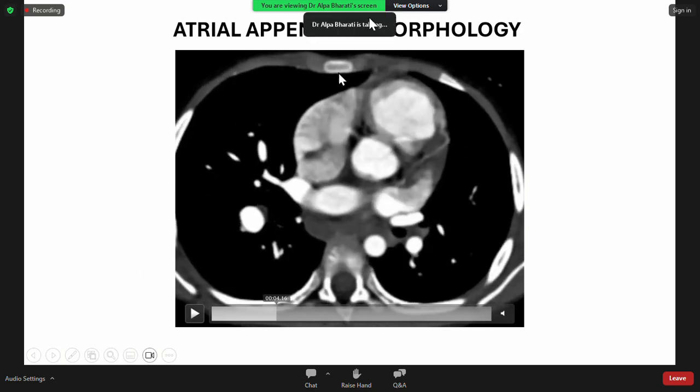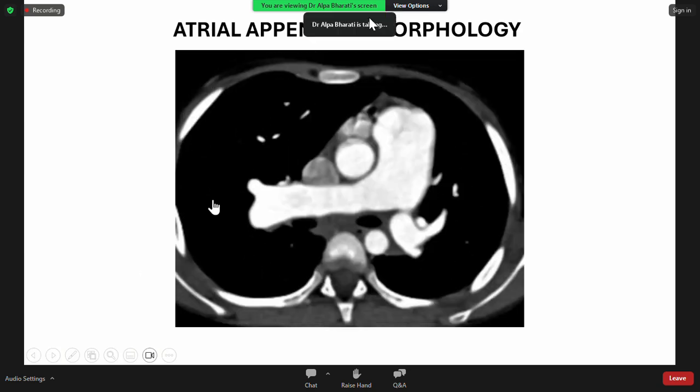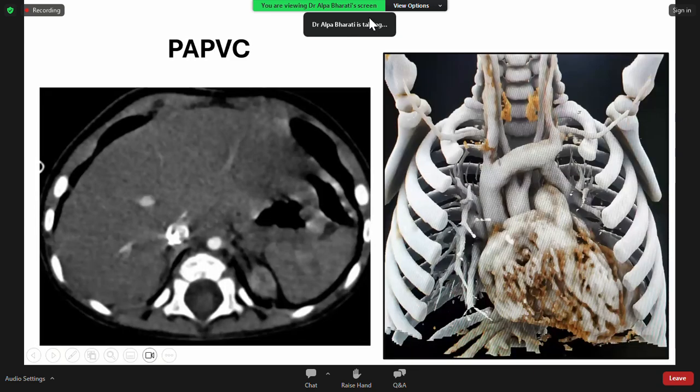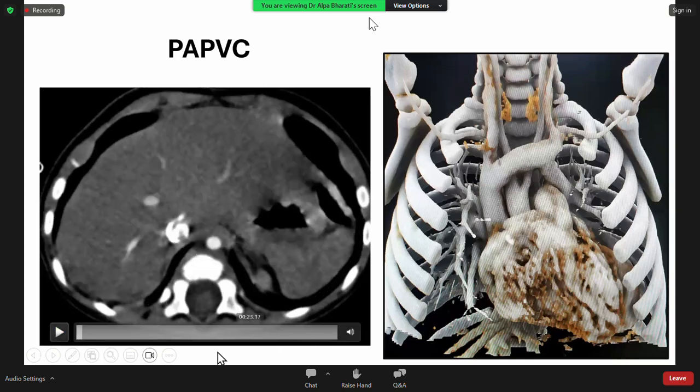So then we go on to our cases. Okay, so this is the first case of partial anomalous pulmonary venous connection. Now this is a simple case of PAPVC. We'll start tracing this case.